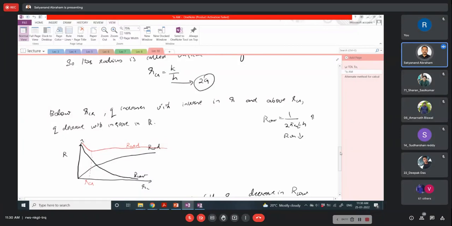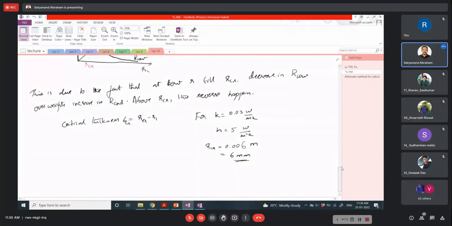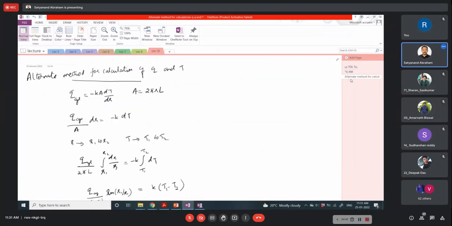And we said that for k equal to 0.03 and h equal to 5, so for regular ambient conditions, the critical radius is somewhere around 6 mm, which is very small compared to any of the pipe systems or regular flow conditions. So whatever insulation you add is always going to be more than the critical radius, and we don't have too much worry about that.